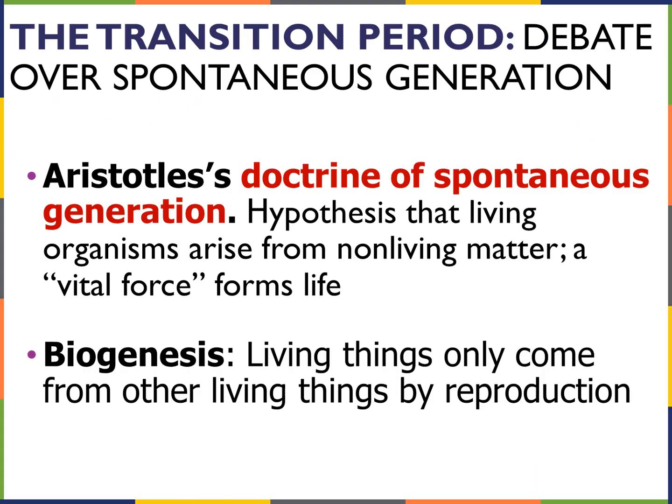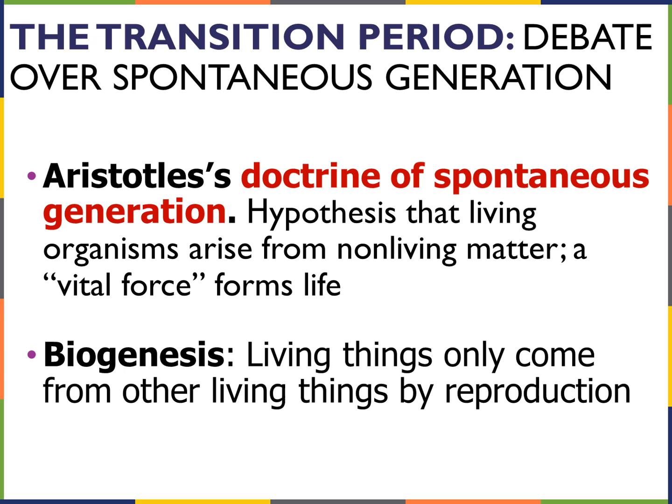Okay, so the transition period between spontaneous generation and biogenesis. Aristotle was a philosopher around 400 BC. He's very, very famous. People today have heard of Aristotle. He had a lot of great ideas. However, this was not one of them. He's the one that originally proposed the idea of spontaneous generation. So the idea of spontaneous generation is that something non-living can somehow create something that is living.